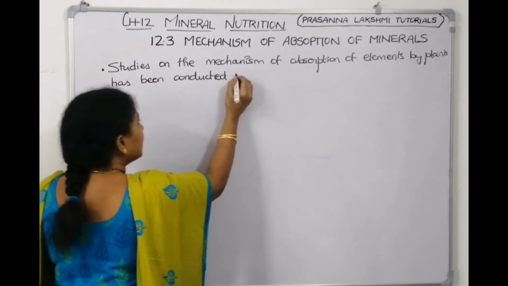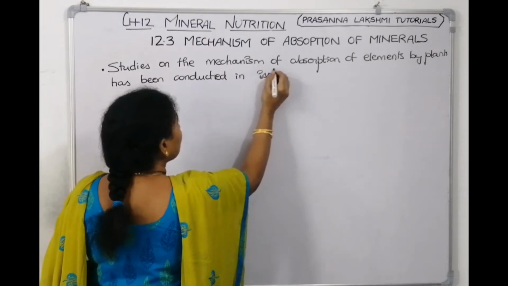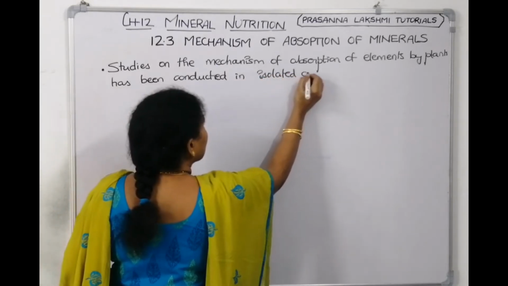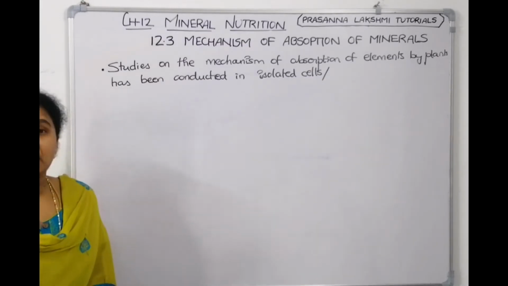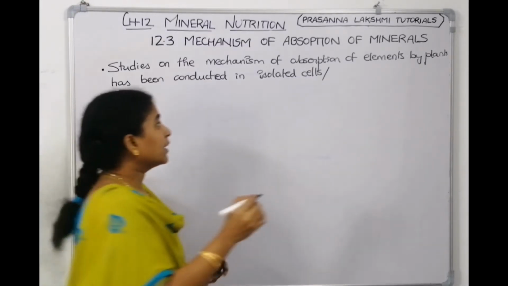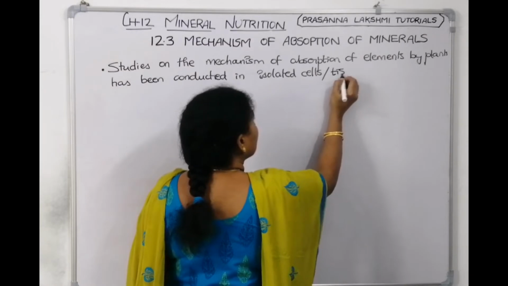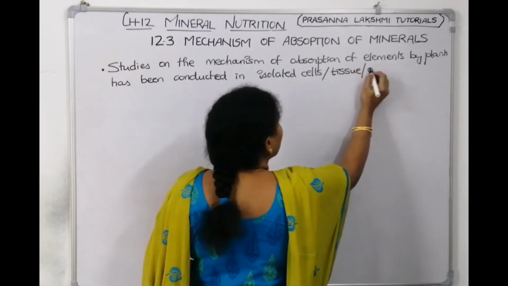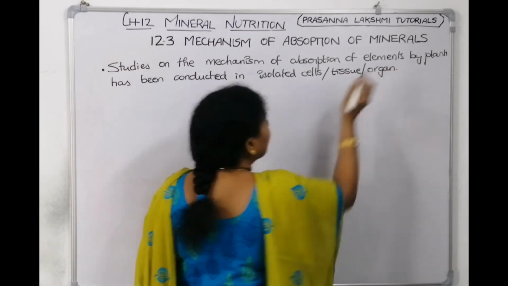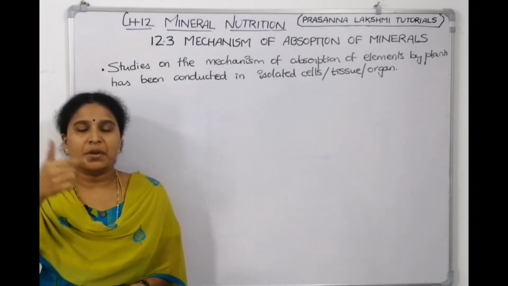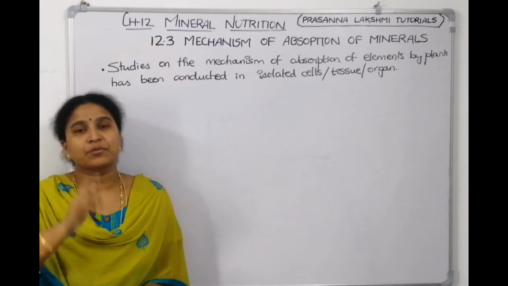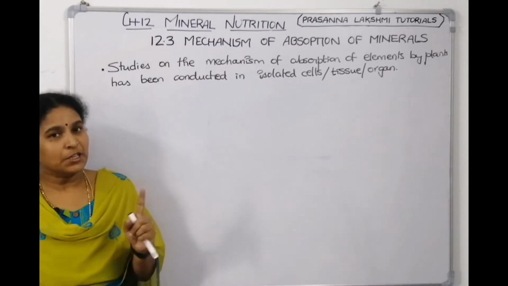Has been conducted in isolated cells. We are conducting it on an isolated cell, or we are conducting on a tissue, or we are conducting in an organ. We will take a cell, or we will take a tissue, or we will take an organ, and then we are seeing how is the plant cell absorbing minerals, by which process it is absorbing minerals. So this is the first point.